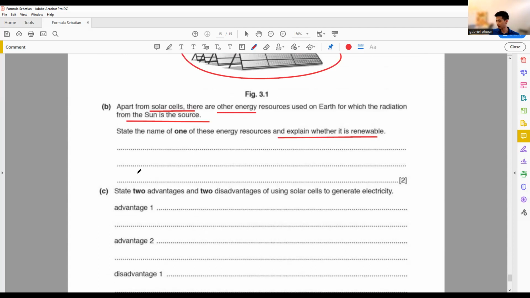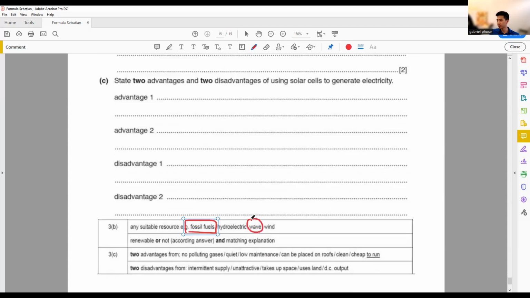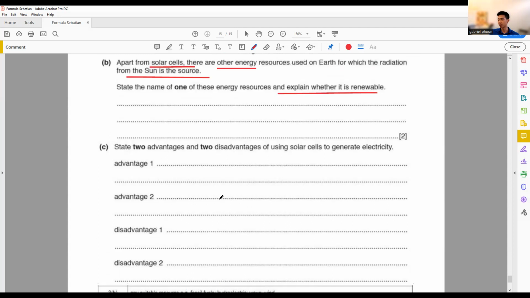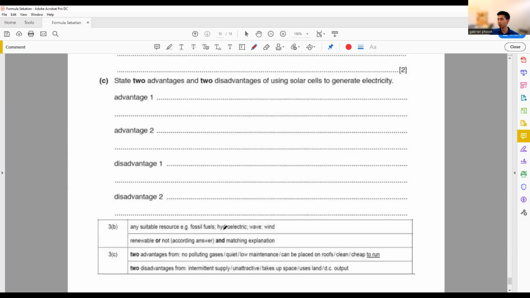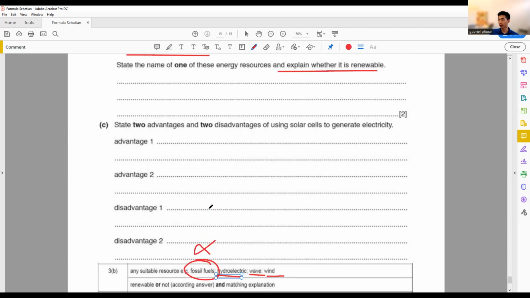So, but don't write tidal. If you write tidal, it is from the moon's gravity. You can write waves, but you don't write tidal, right? Then state whether they are renewable or not. If you wrote hydroelectricity, waves, or wind, then obviously they are renewable. If you wrote fossil fuel, then it is definitely non-renewable. Understand? Okay, so literally you can write anything there.